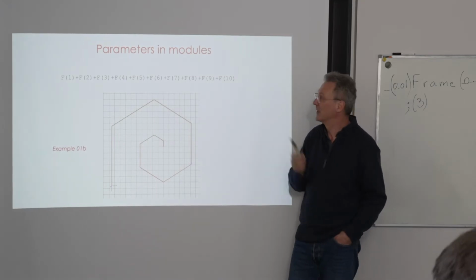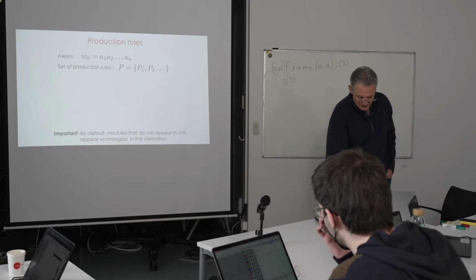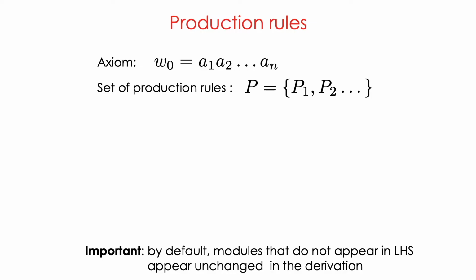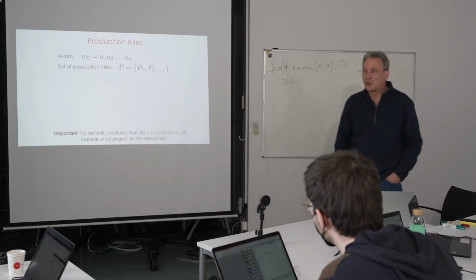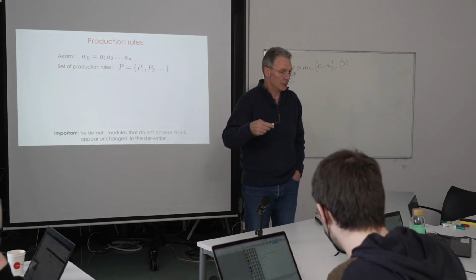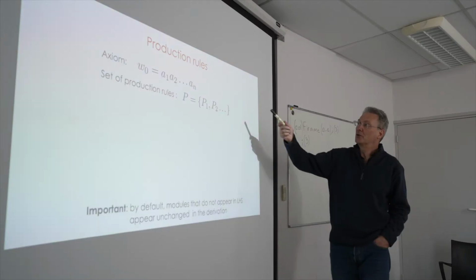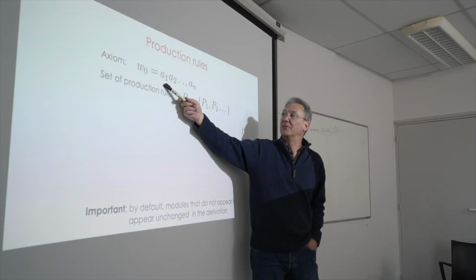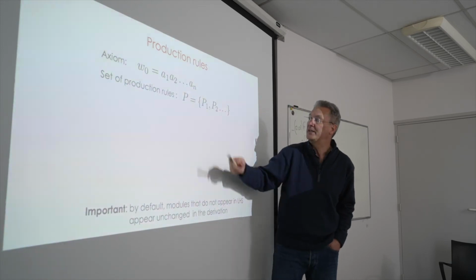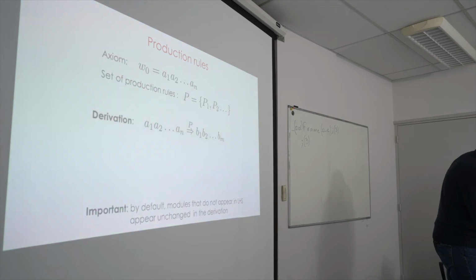and it's a bit tedious to do this. So one way to circumvent the problem is to use production rules. And the production rules will make it possible to automatize the procedure. So if you start with your word that consists of A1, A2, AN, and then with a set of production rules, you make the derivation.